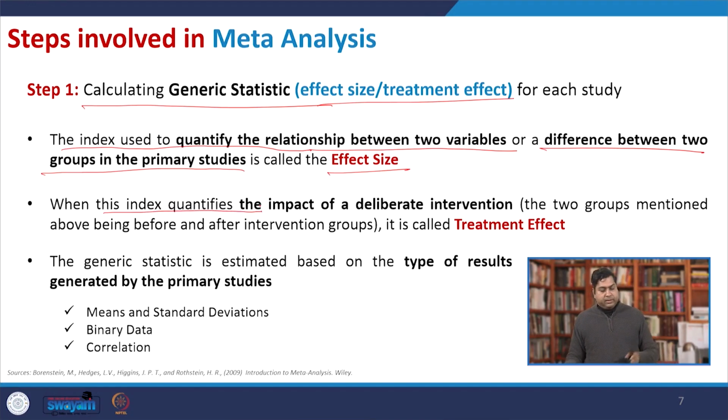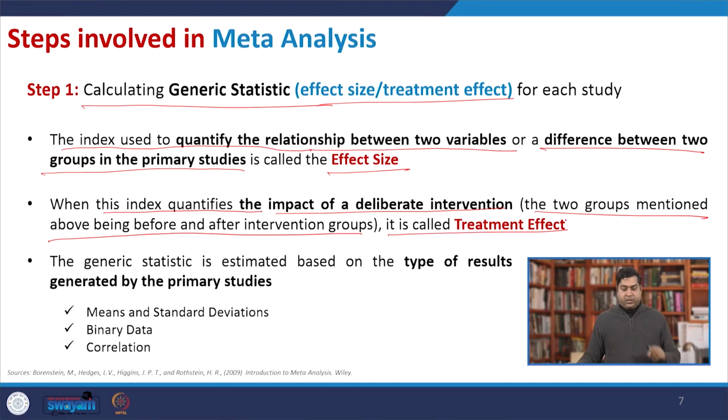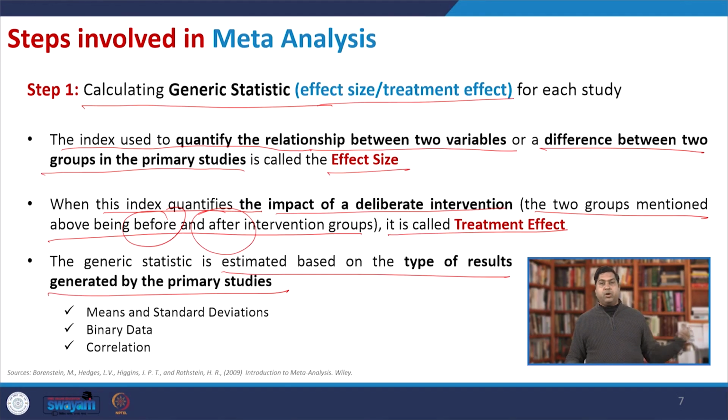Now, when this index quantifies the impact of a deliberate intervention, like the two groups being before and after the intervention, so maybe in that case we do some kind of before-after analysis, it is called treatment effect. So, effect size is an index quantifying the relationship between two variables or the difference between two groups, whereas the treatment effect is where you go for the before and after of the intervention. The generic statistics is estimated based on the type of result generated by primary studies. So, generic statistics may not be the same for all the studies.